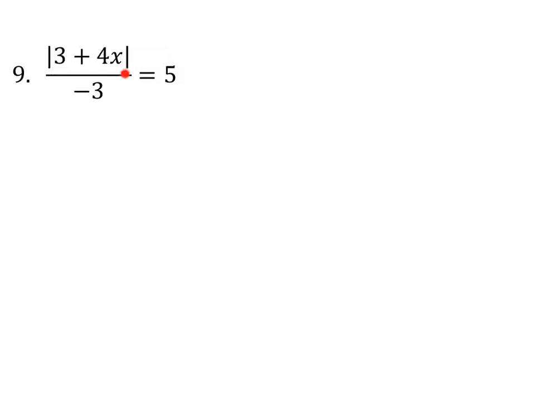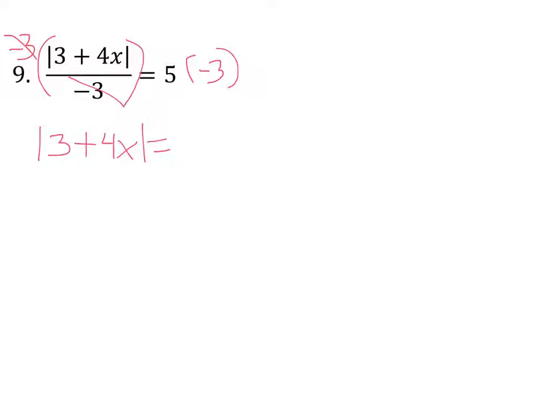Fraction bars mean division. So the opposite of division is multiply. So I'm going to multiply both sides of the equation by negative 3. So I'm going to put kind of like big parentheses. I'm going to multiply this by negative 3, and this cancels out with the negative 3 in the bottom. So just like that, I isolated the absolute value bars. And then whatever I do to one side, I have to do the other side of the equation. So I'm going to multiply the right side by negative 3, and 5 times negative 3 is negative 15.